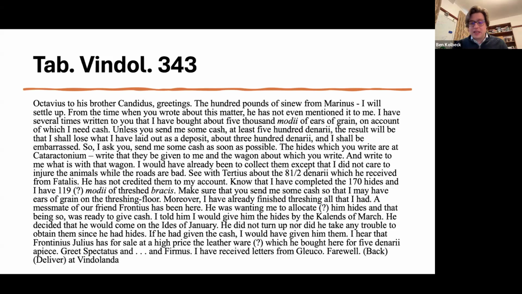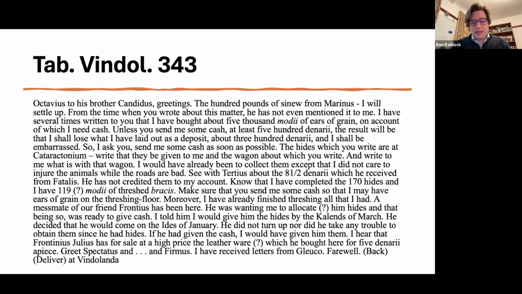He's complaining about somebody who didn't come to meet him. And then finally, I hear that Frontinus Julius, this is at the bottom, has for sale at a high price leather, which he bought here for 5 denarii apiece. So he's complaining that someone else has bought something from him and is now selling it for much more, saying, this is, or we did bad business here. We could have sold it for more.